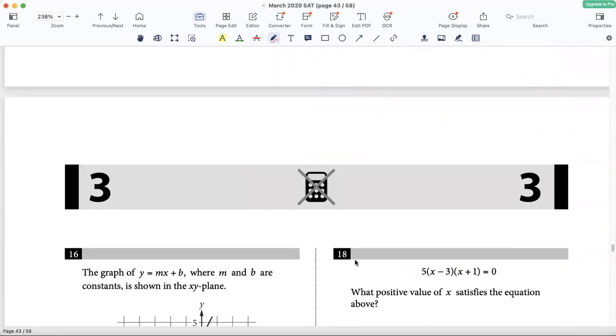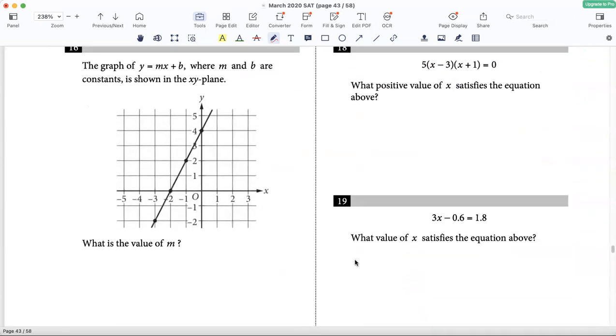Now the grid questions. The graph of y is equal to mx plus b, where m and b are constants, is shown here. What is the value of m? So m is the slope. So we have (-2, 0) and (0, 4). So the slope will be 4/2, which is 2.